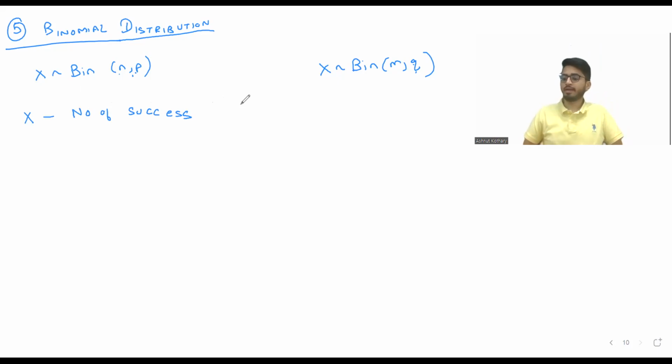So how can I denote X? A better way of writing would be the total number of successes.